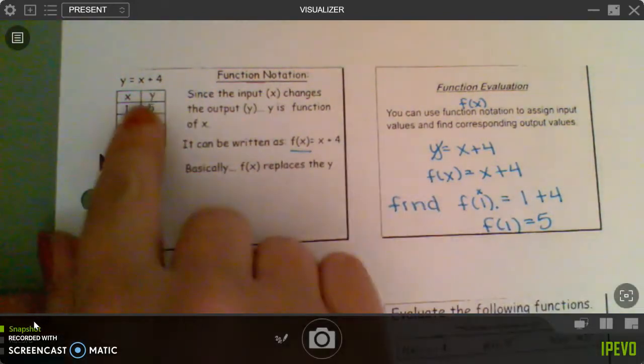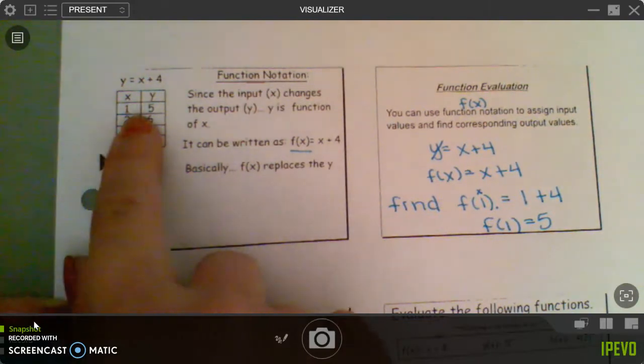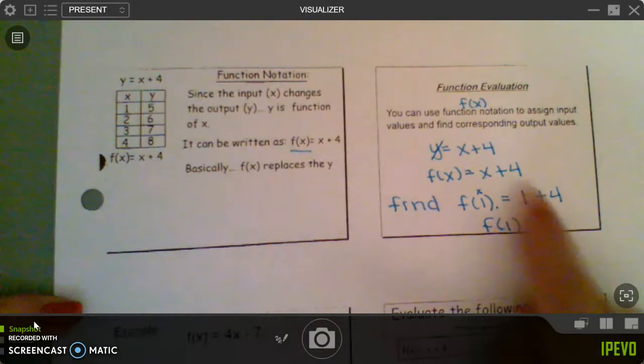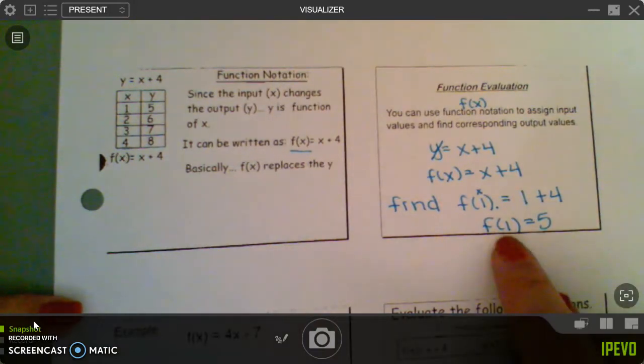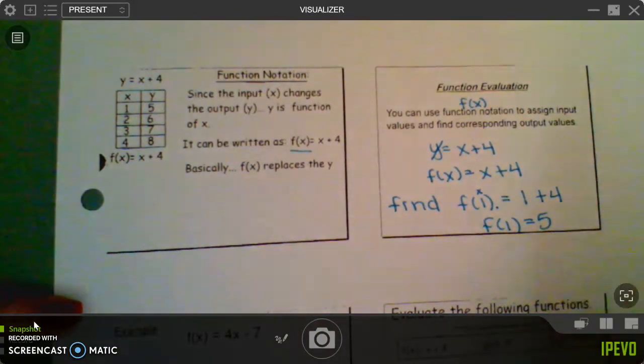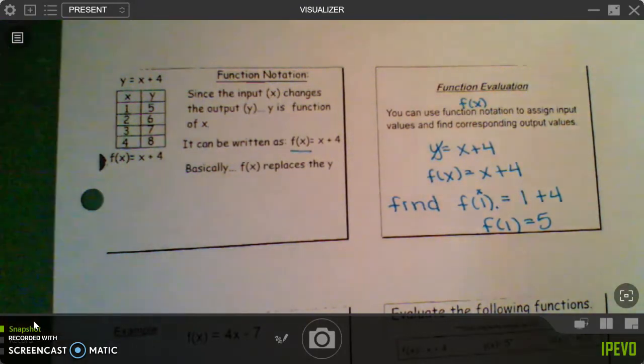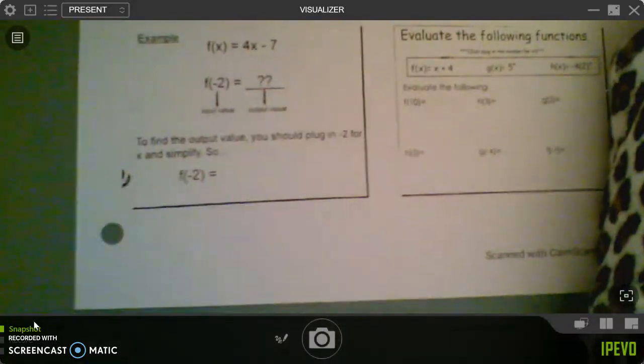And if we look over here when we made our t-chart, when x was 1, y was 5. That's the same thing here. X is 1, y is 5. They just call it something fancy now called function notation. So let's try down here.